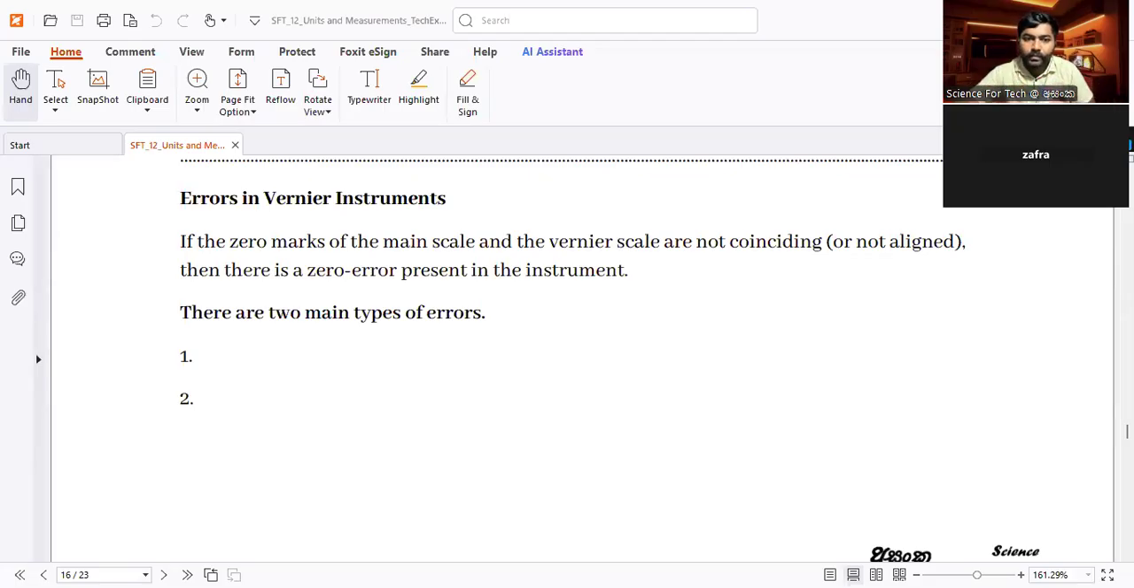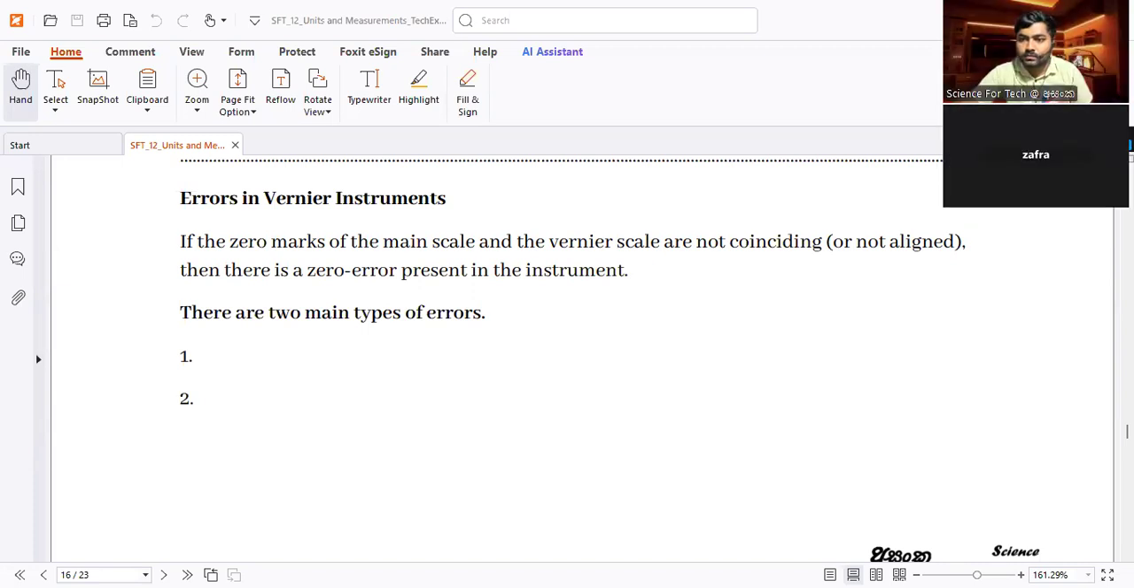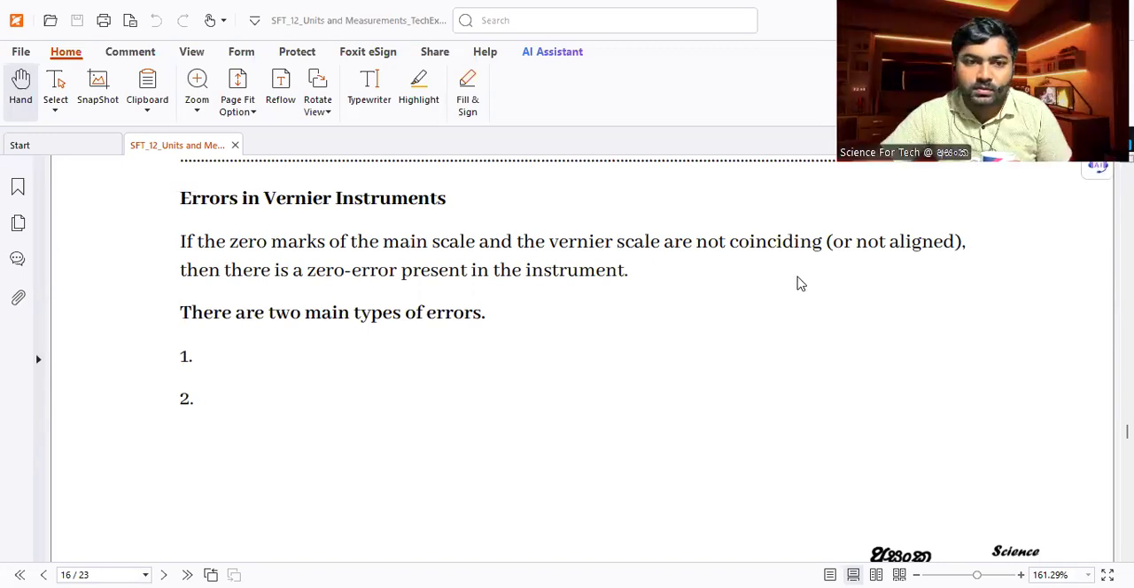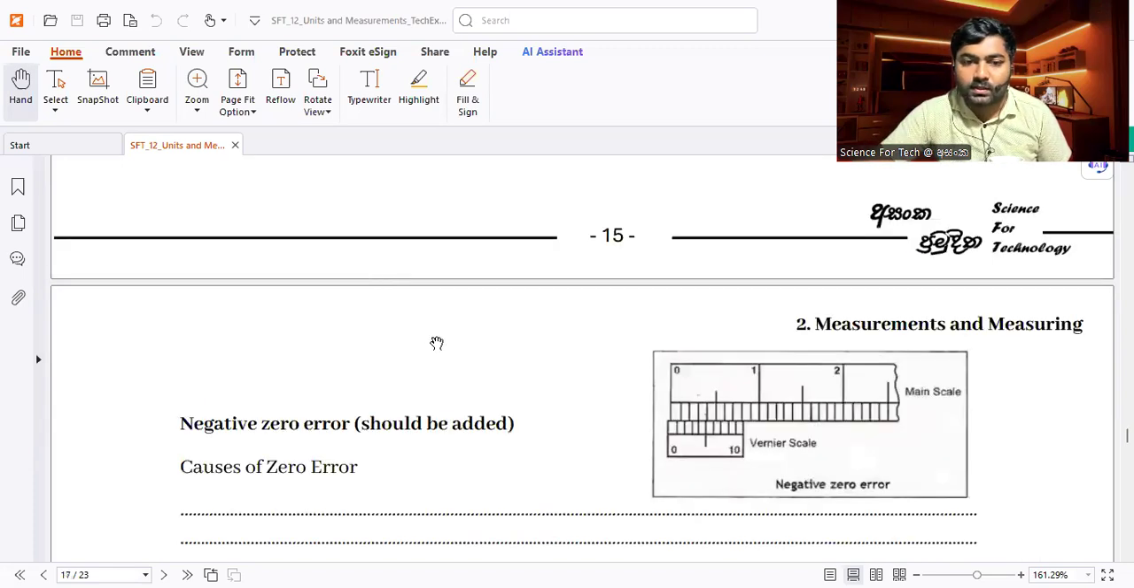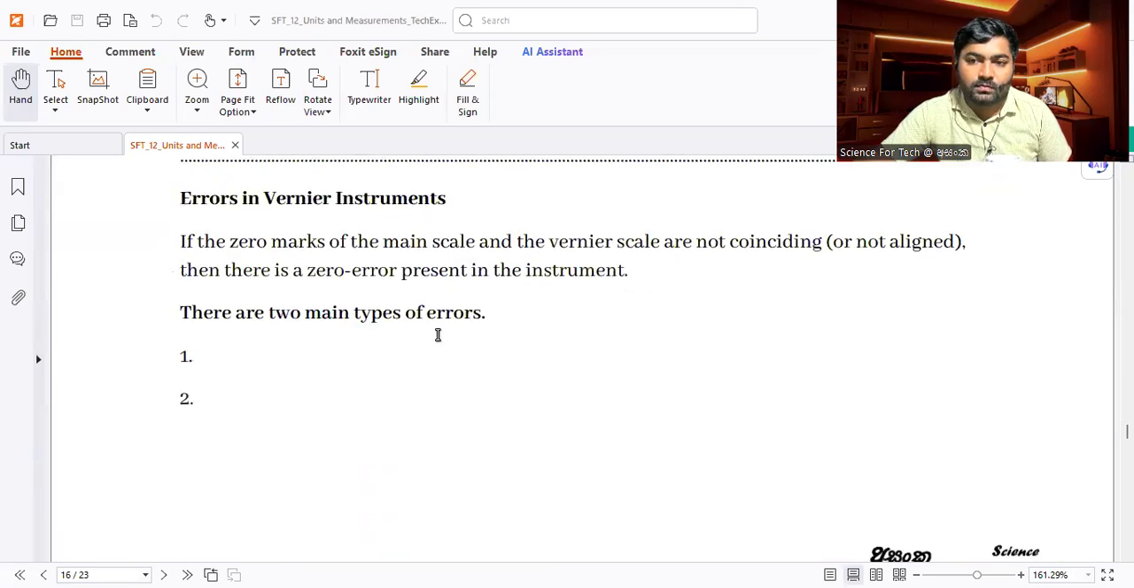No, sir. That means you are writing in a book, no? Isn't it? Yes, sir. Okay, then write the topic: Errors in vernier instrument.